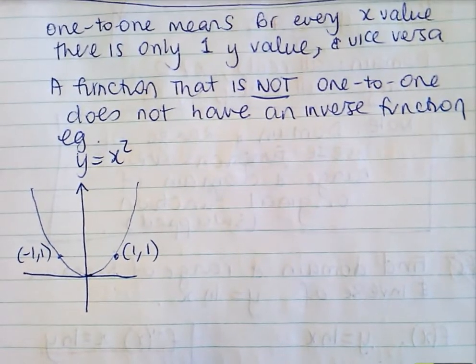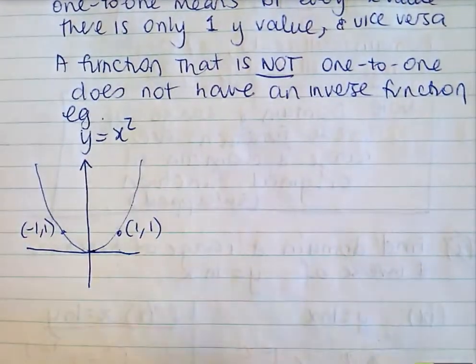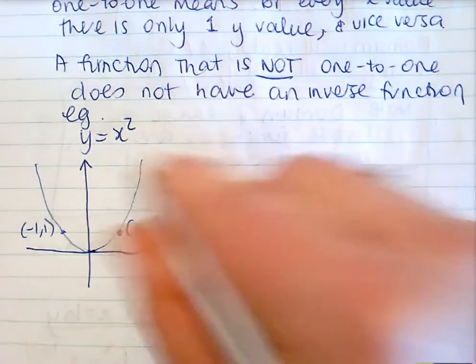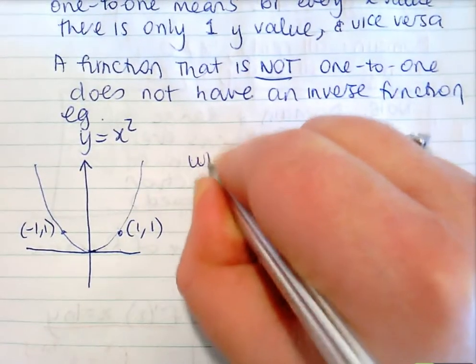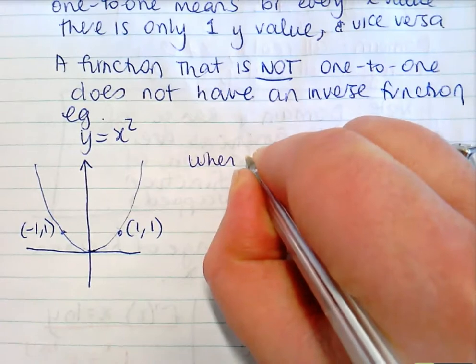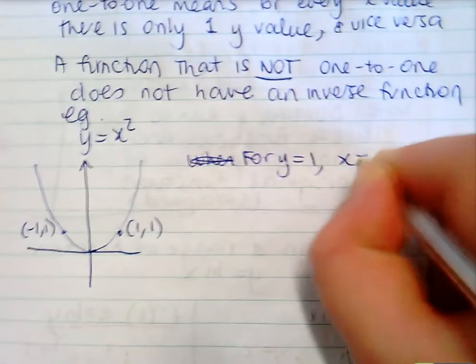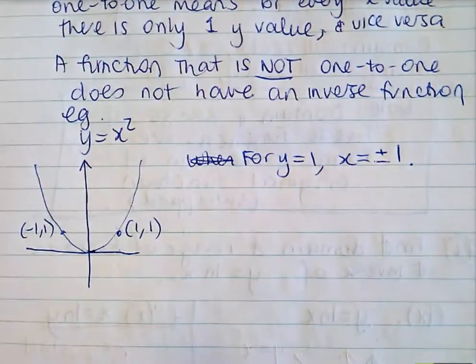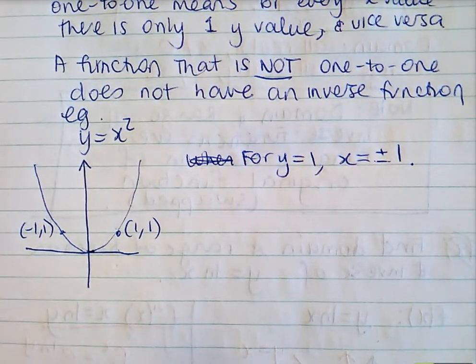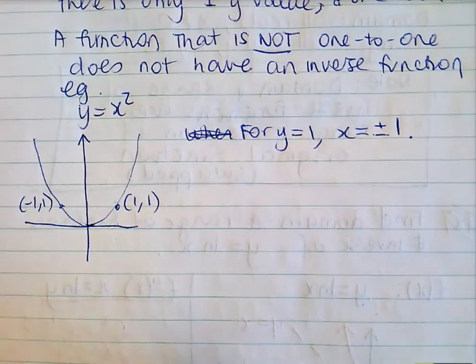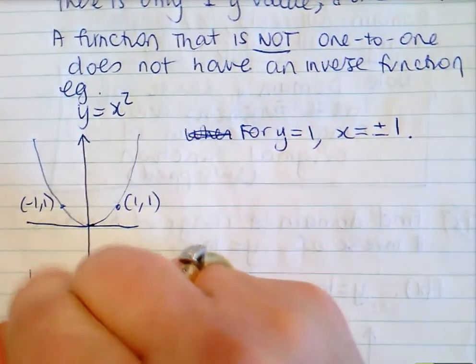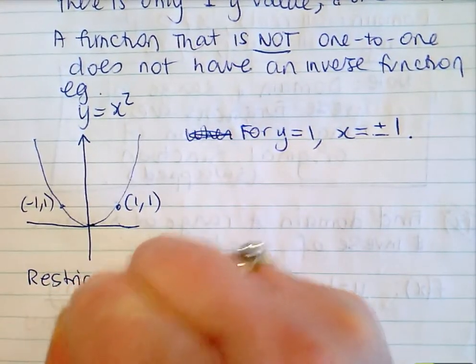So we're going to restrict the domain. Let's just say for y equals 1, x is plus or minus 1. That's the problem there. It's not 1-to-1. One y value, two x values. So this is what we're going to do: restricting the domain.